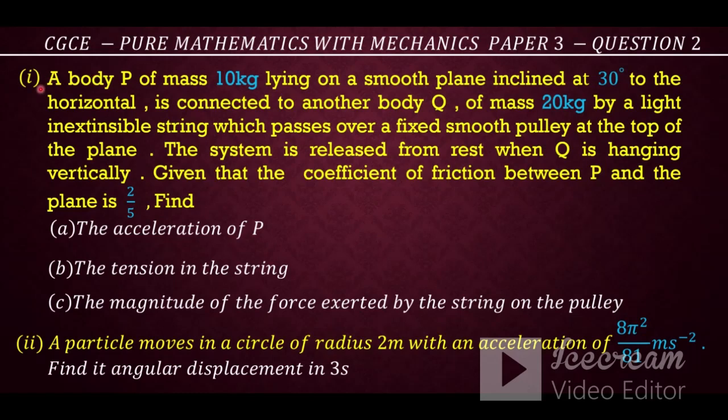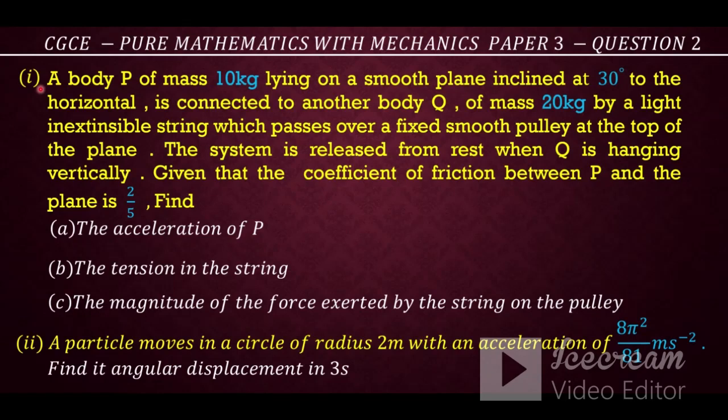Question 2 part 1: A body P of mass 10 kilograms lying on a smooth plane inclined at 30 degrees to the horizontal is connected to another body Q of mass 20 kg by a light inextensible string which passes over a fixed smooth pulley at the top of the plane. The system is released from rest when Q is hanging vertically. Given that the coefficient of friction between P and the plane is 2/5, find A, the acceleration of P, B, the tension in the string, C, the magnitude of the force exerted by the string on the pulley.